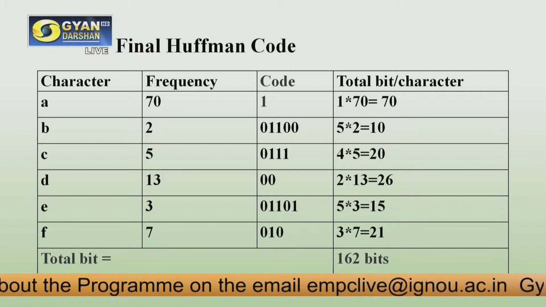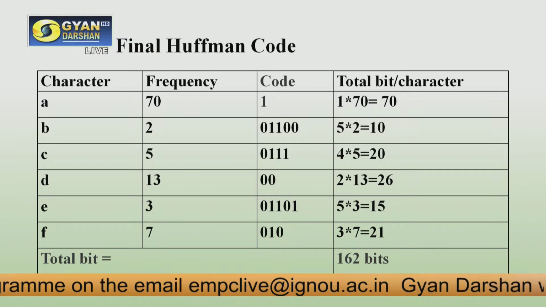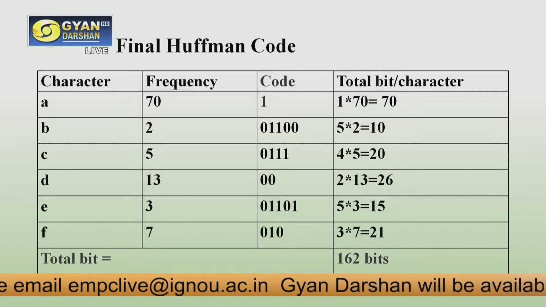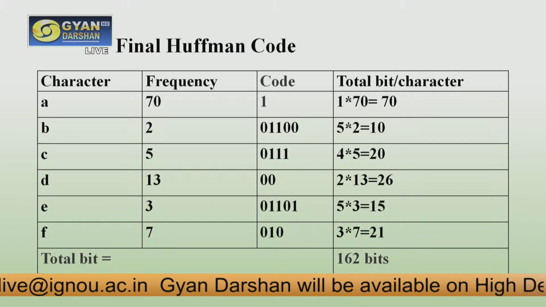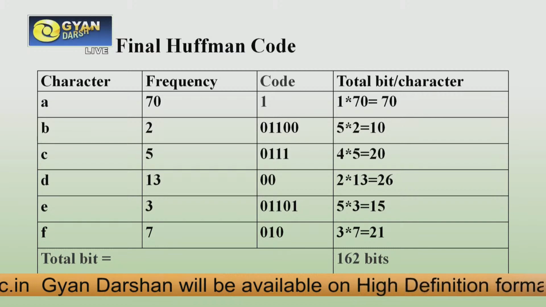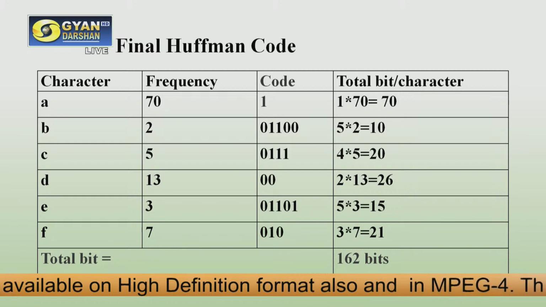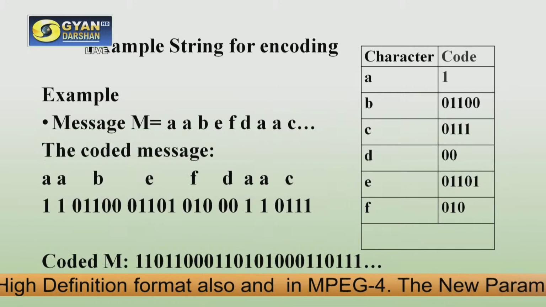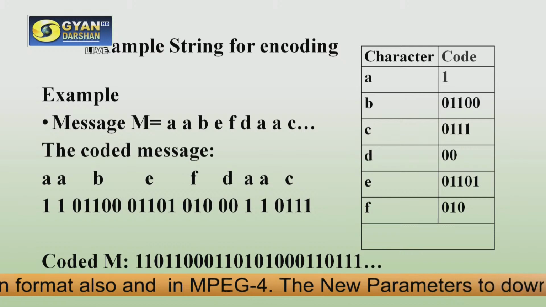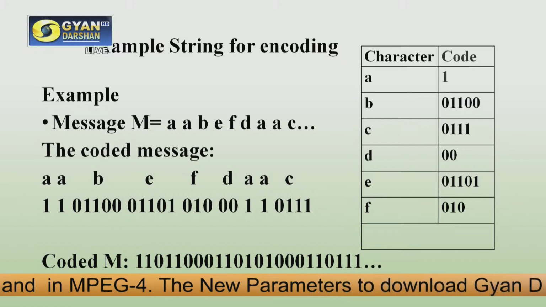In the earlier cases, what we observed, in the first case, ASCII coding, we needed 700 bits. In the case of just 3 bits per character, we still needed 300 bits. Over here, it is further brought down to 162 bits. Now, how are we going to encode these particular characters?